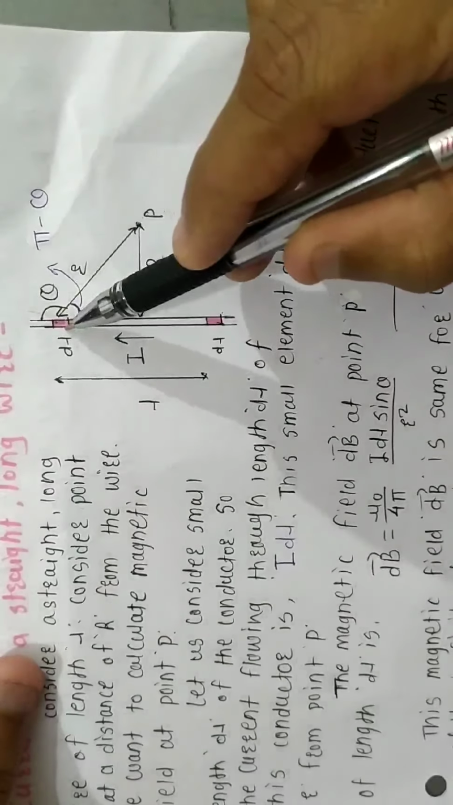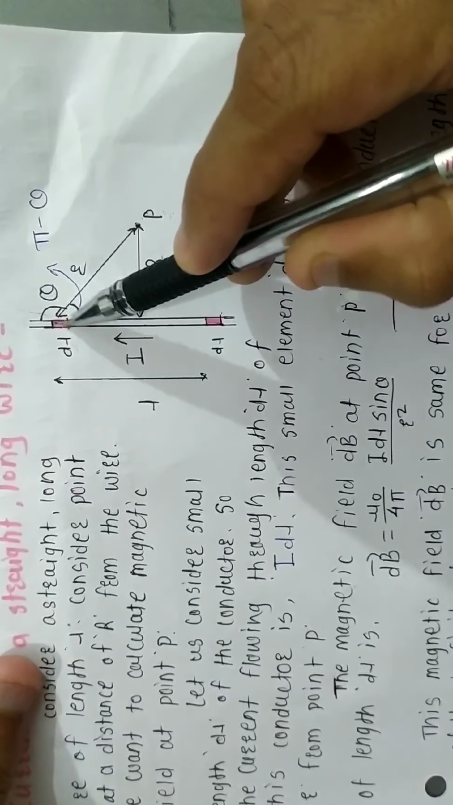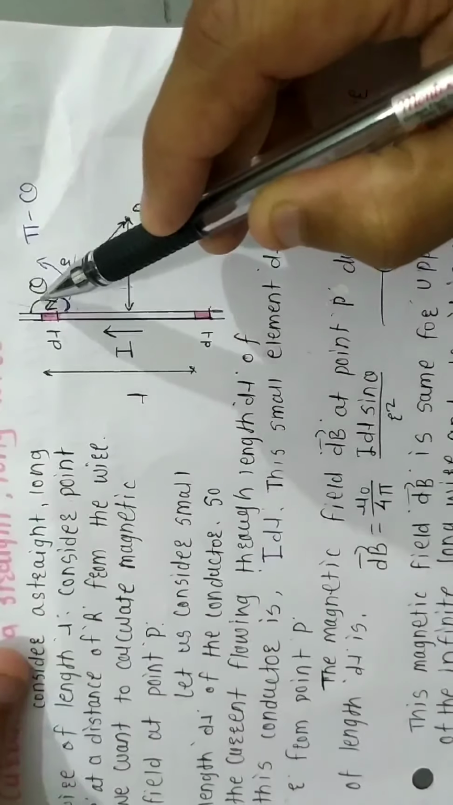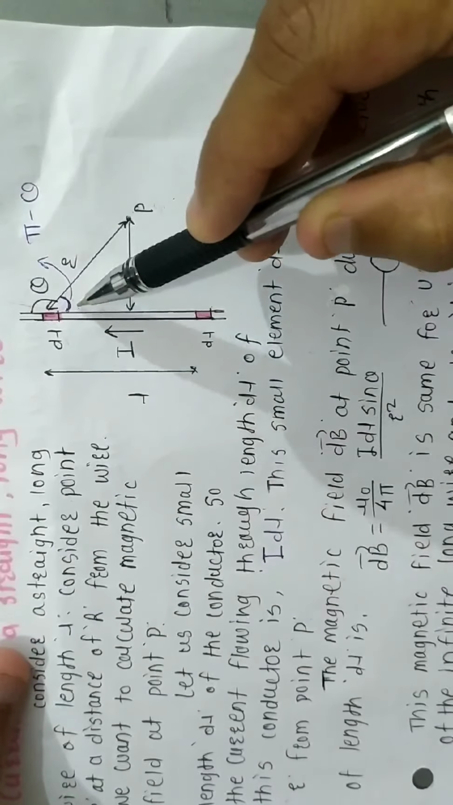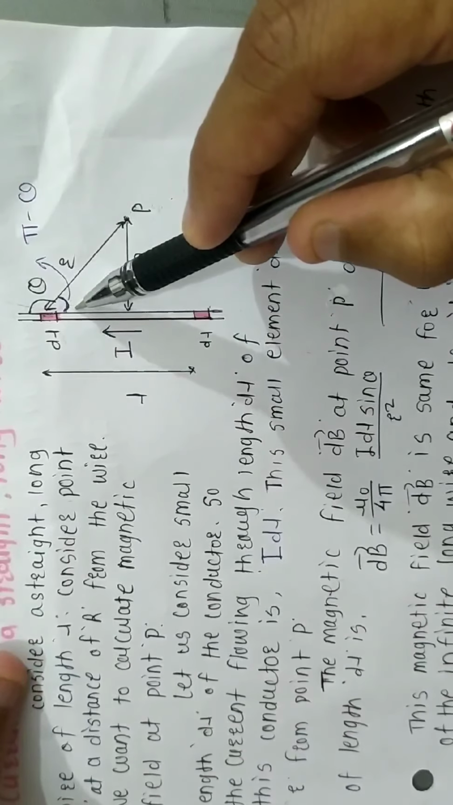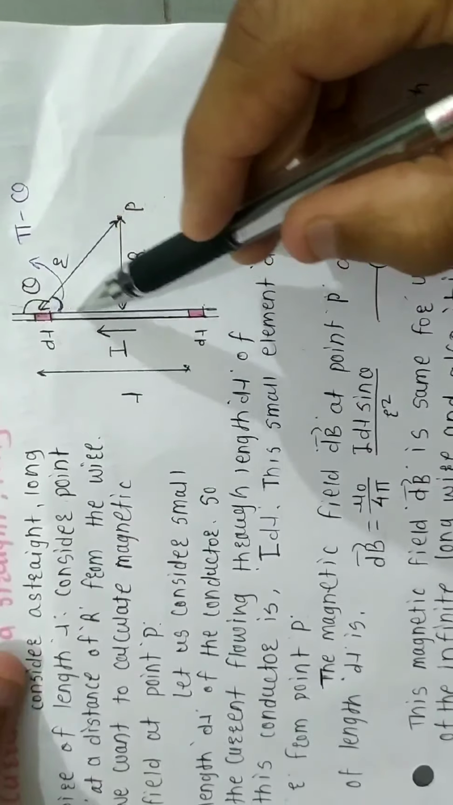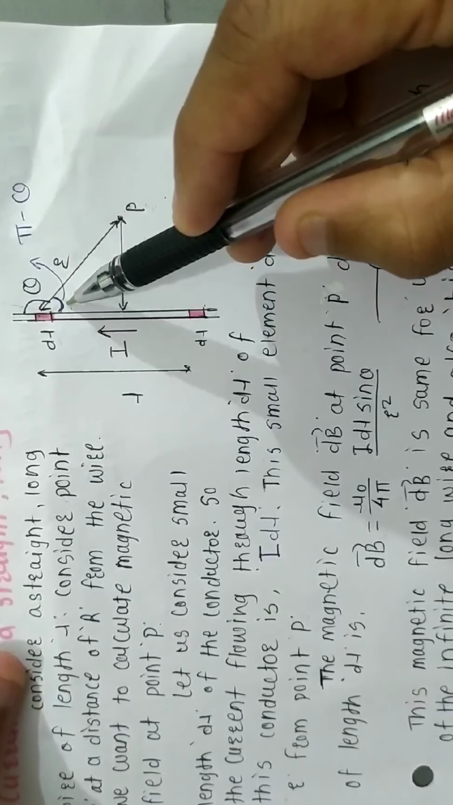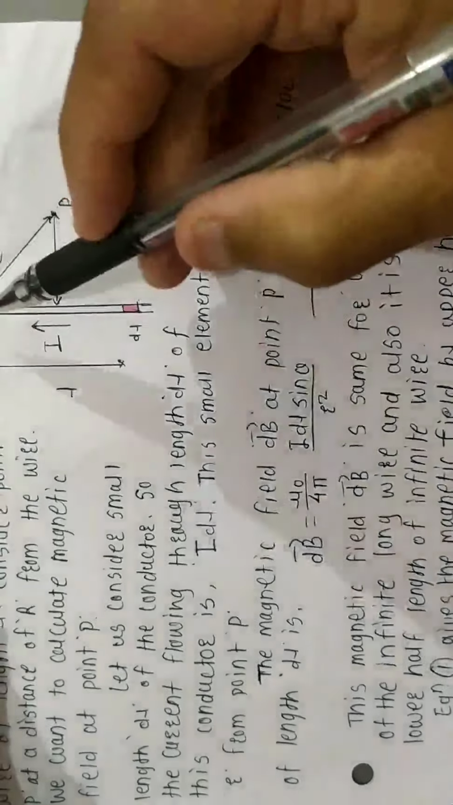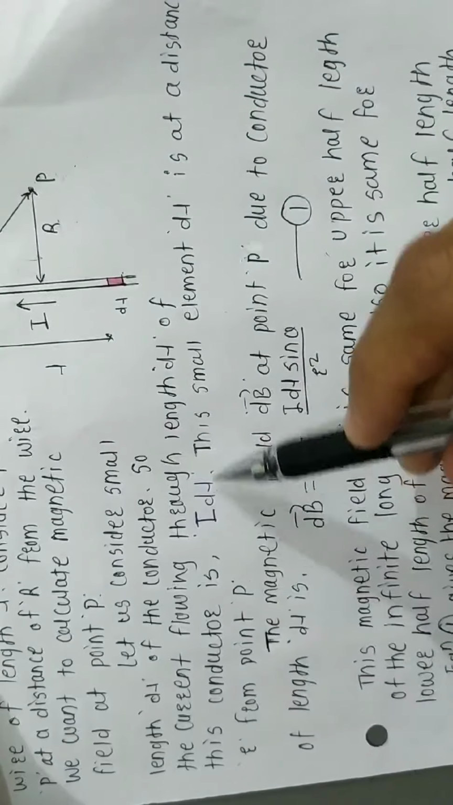So we consider one small element dl. The distance between the small element dl and the point P is small r. Here the angle is theta. So the angle made by the point P with the length element dl is pi minus theta, because the total angle is pi. So this angle becomes pi minus theta. The current flowing through the small element dl is given by I dl.